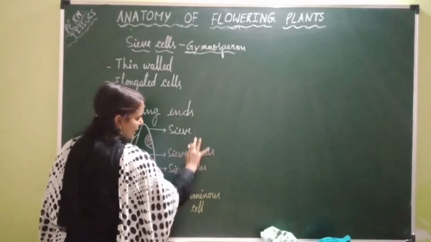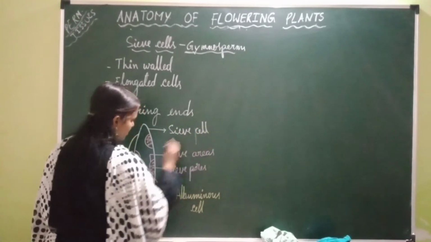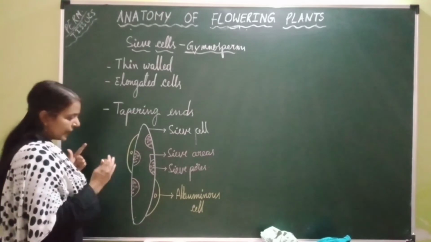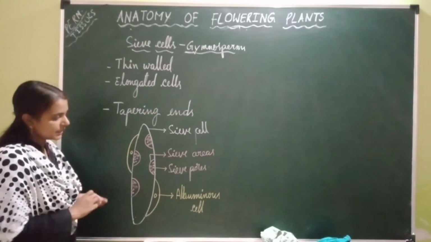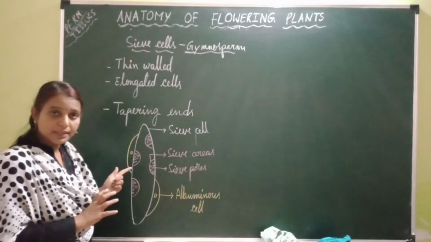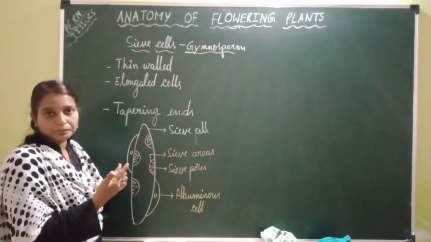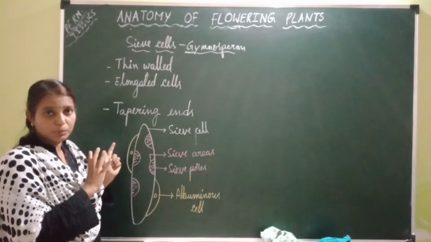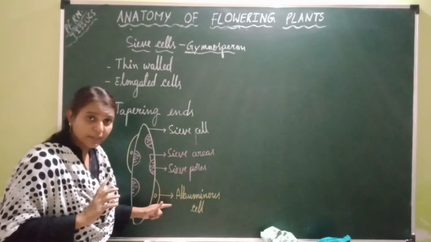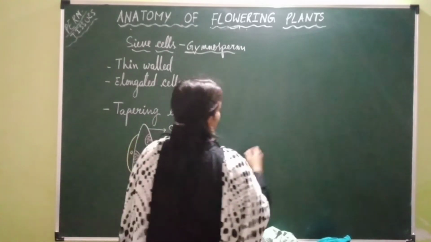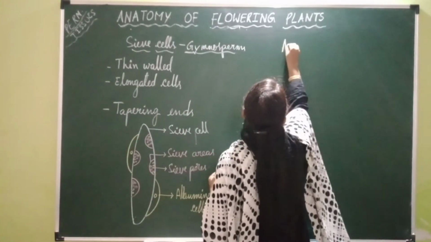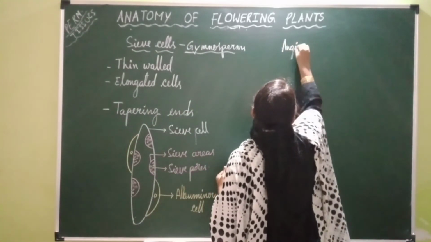So this is an albuminous cell, this one is a sieve cell, and in this sieve cell, sieve pores are present towards the lateral walls, and the areas where these sieve pores are present are called sieve areas. Now let's compare the sieve cells with the sieve tubes of angiosperms, and let's compare the albuminous cells with the companion cells of angiosperms. Now angiosperms and gymnosperms.